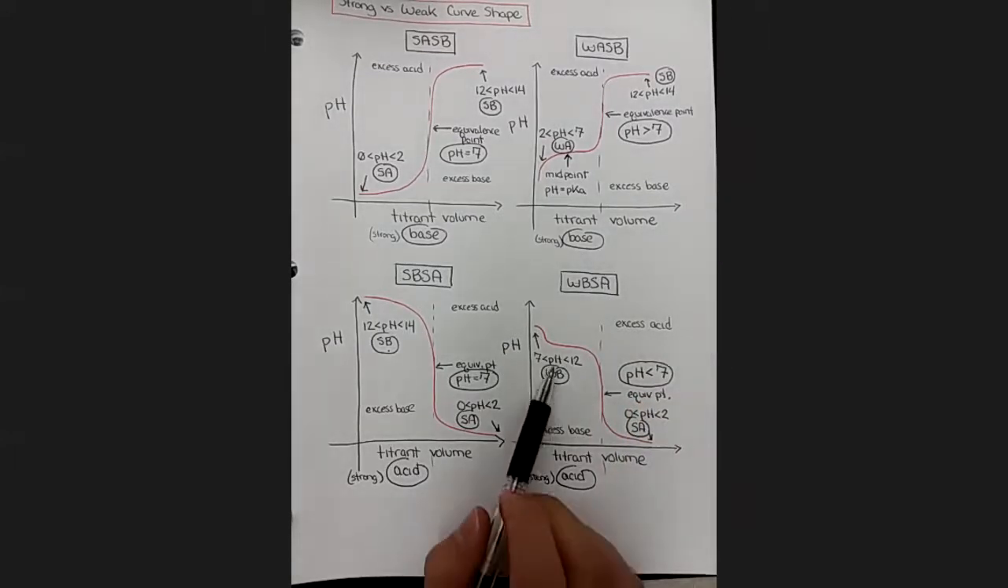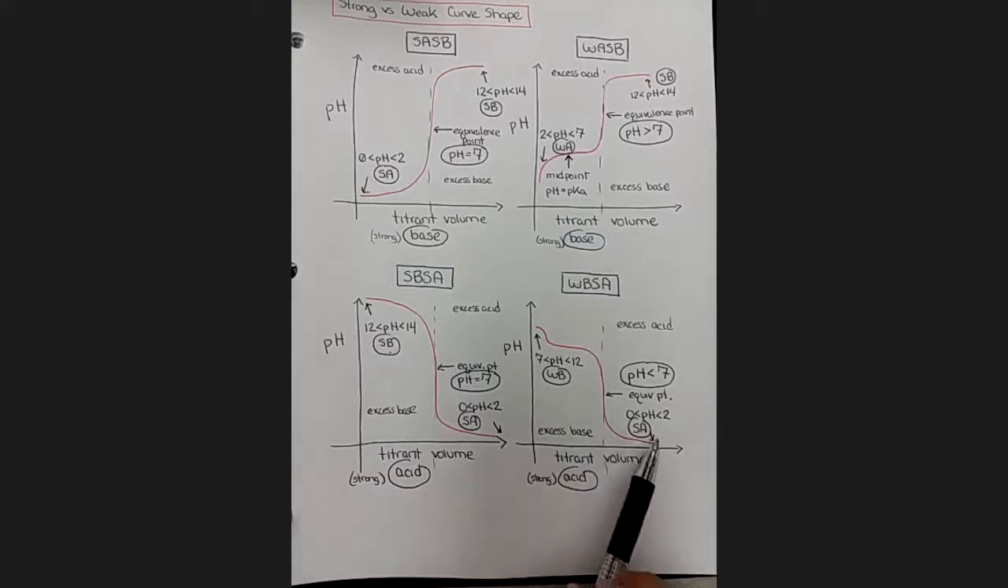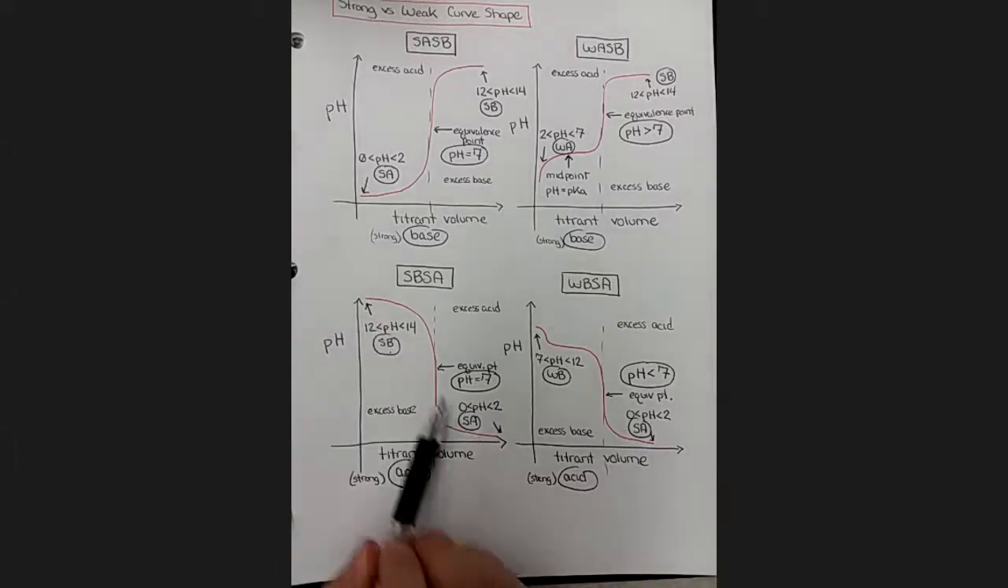Again, it's kind of like taking the average of these values. It's like averaging 12 and 0. You would end up with a number slightly below 7. And if you averaged 14 and 0, you would end up with 7 on this picture.